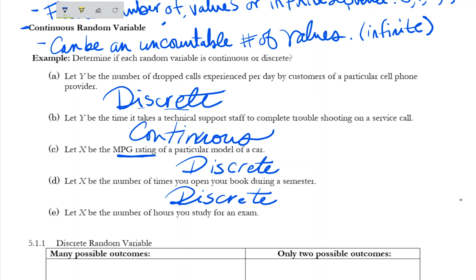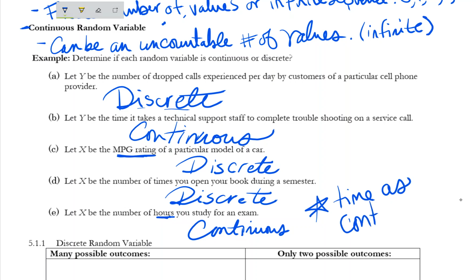Let X be the number of hours you study for an exam. So I know it says hours, but you can also study partial hours, right? Maybe you studied 3.7 hours. Maybe you studied 2.66666 hours. So the point is, you have so many options for this one that it's going to feel like infinity. It's going to be continuous because of that. One little pro tip for you. We generally always treat time as continuous. And we'll also do the same for distances just because there's so many options when you're moving or changing something.